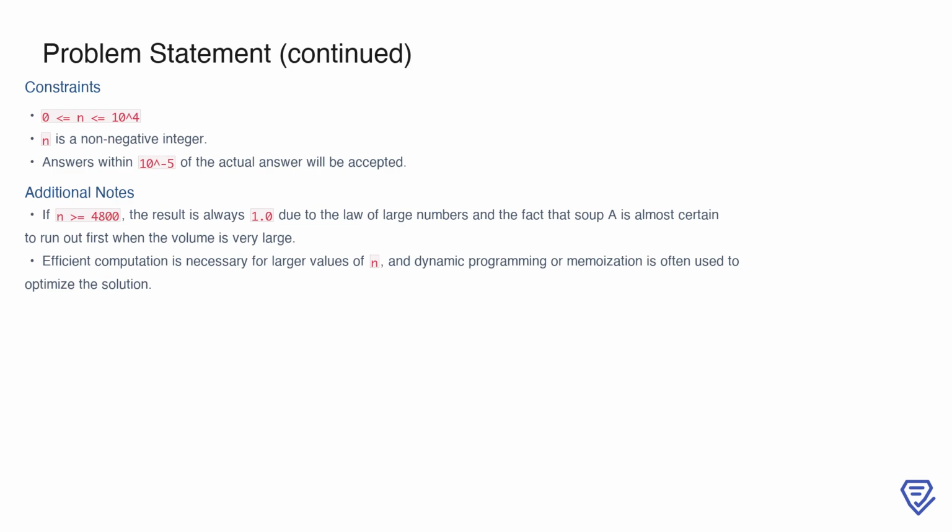The problem also comes with a few constraints and additional points to consider. First, n is a non-negative integer and can range from 0 to 10,000. The solution must be accurate within a margin of 10⁻⁵ from the actual answer. If the initial soup volume n is 4800 or greater, the result can be directly returned as 1.0 because, at such large quantities, soup A is almost certain to run out first due to the law of large numbers. To handle this problem efficiently, especially for larger values of n, techniques like dynamic programming or memoization are often used. These methods optimize the computation by avoiding redundant calculations, ensuring that the solution is both accurate and efficient.